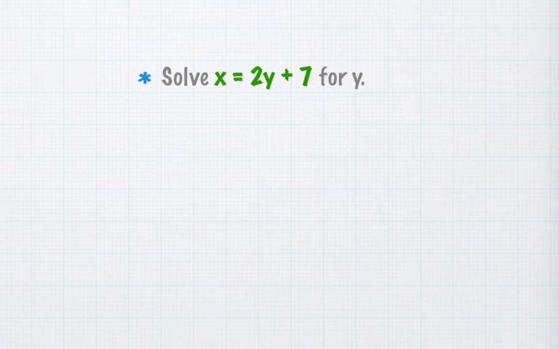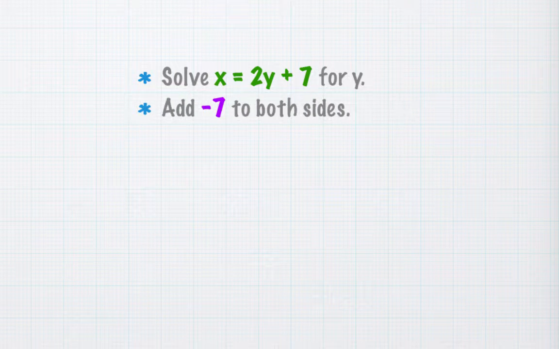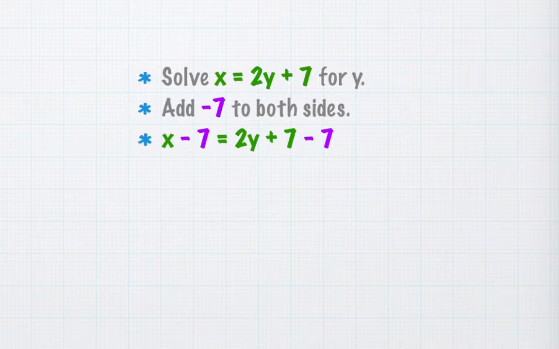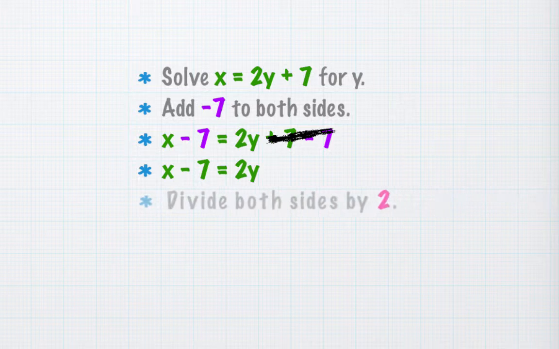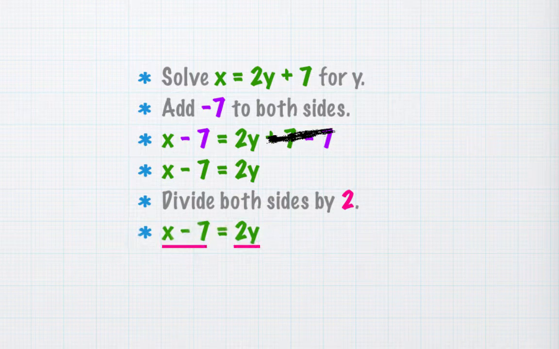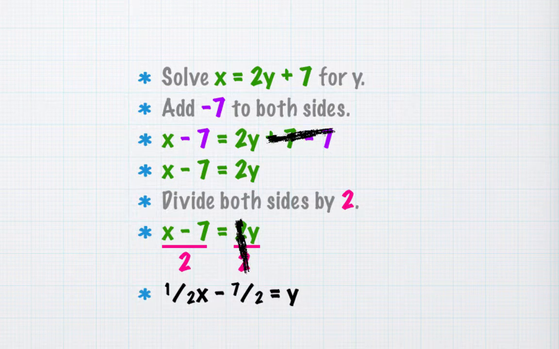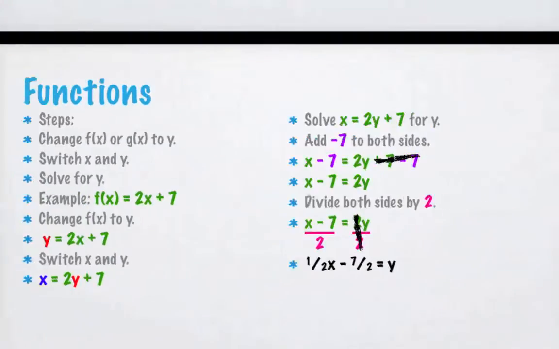Okay, so to do that, y is not by itself. The first thing I need to do is get rid of that 7, so I add negative 7 to both sides. The 7's on the right are going to cancel out, so I have x minus 7 equals 2y. And now I simply need to divide by 2. And x minus 7 over 2 becomes 1 half x minus 7 over 2. And then the 2's on the right are going to cancel, leaving me with just y. So there's my inverse. y equals a half x minus 7 halves.